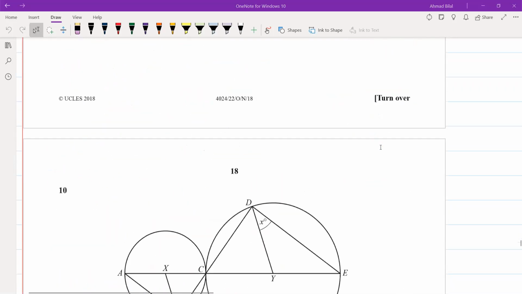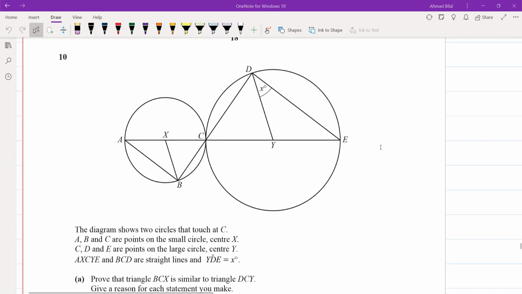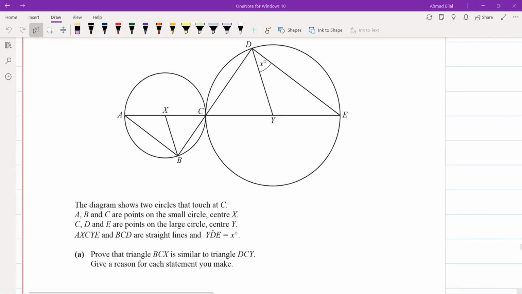Okay, let's do the last one here. So it's about circles. So let's think about this one. Okay, so now we have this diagram that shows 2 circles that touch at C. Okay, so these 2 circles touch at C. A, B, and C are points on the small circle. Okay, and center is X. C, D, and E are the points in the bigger circle, and the center of that is Y. And we have those straight lines given.